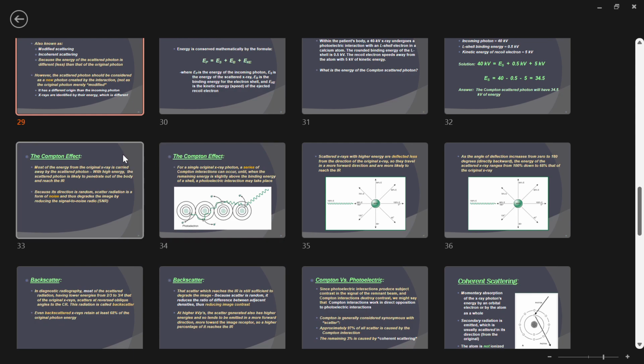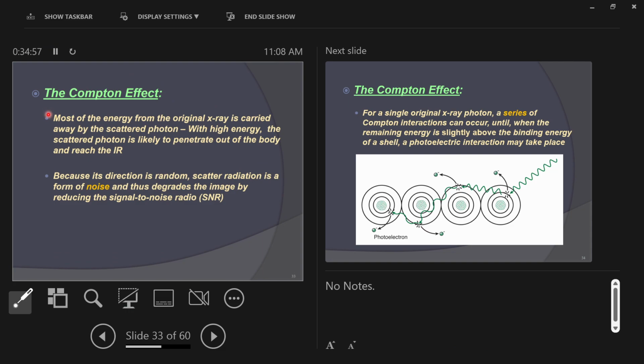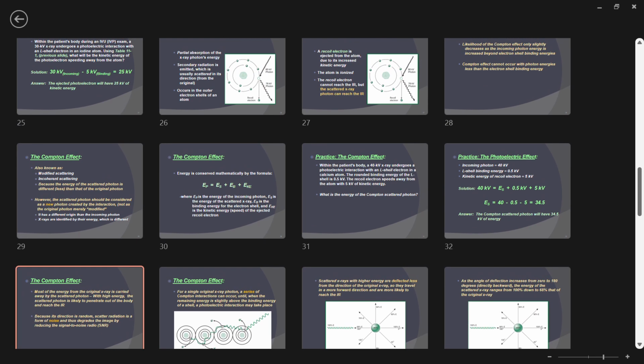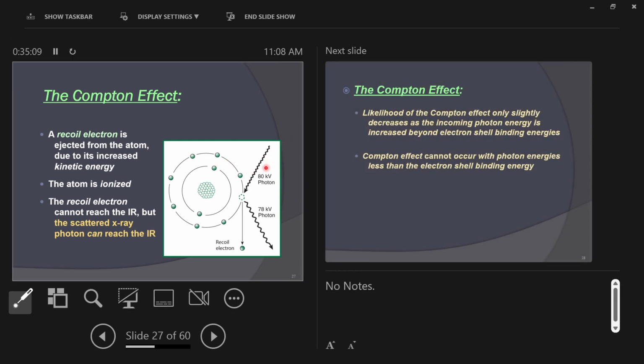So things to notice from what we just talked about. Let me just come briefly back to the picture here. In the interaction we just showed, an incoming photon of 80 keV ejects an electron from an atom, and then a secondary photon leaves with 78 keV. Notice that most of the photon's energy is retained in the new photon. 78 of 80, right? Most of the energy gets retained.